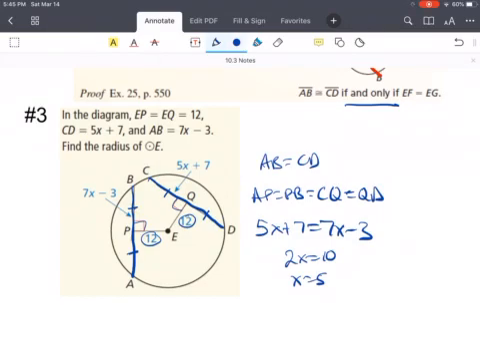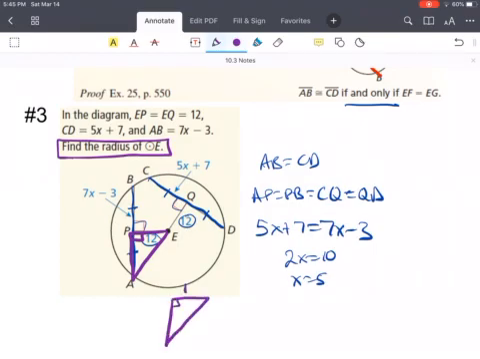So now the question is actually asking me to find the radius. So I'll draw the radius that is beneficial to us, and I'm going to draw the radius to create a right triangle. So I have a right triangle with a side length of 12. I'm looking for my R value. And when I plug in 5, I get 7 times 5 minus 3. I get 32 for that side. So now I can use my Pythagorean theorem.